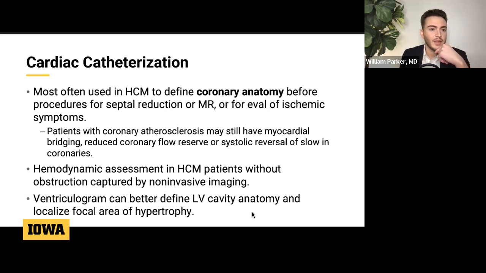The cardiac catheterization is also used for hemodynamic assessment in patients with hypertrophic cardiomyopathy without obstruction captured by non-invasive imaging. As I mentioned, there are several steps you take to try to prove obstruction if you think it's happening. But if you just put your catheter probe throughout the LV and out the LVOT, you can directly measure the pressure gradients there. And then finally, a ventriculogram, just injecting dye while you're in the left ventricle, can better define the LV cavity anatomy and help localize focal areas of hypertrophy.